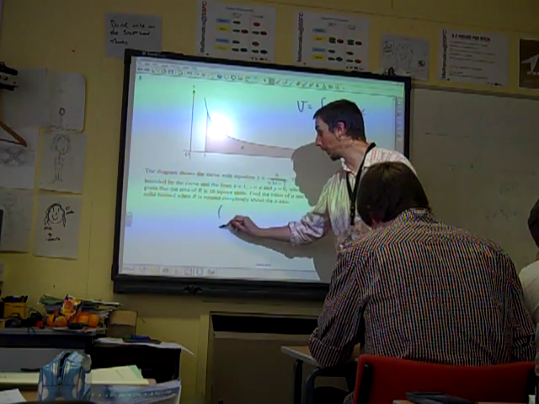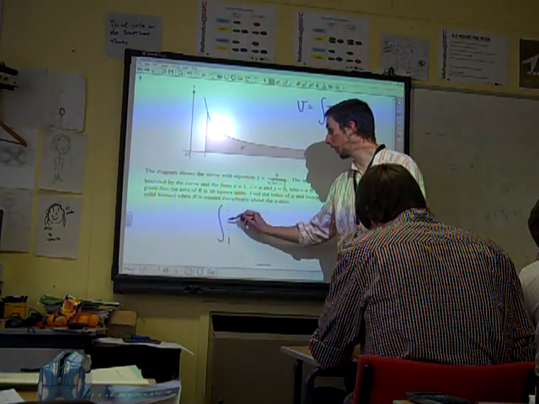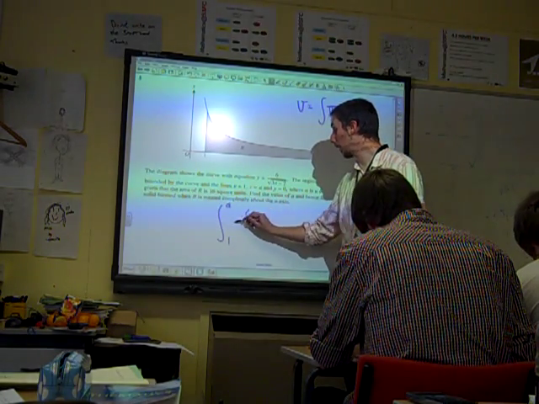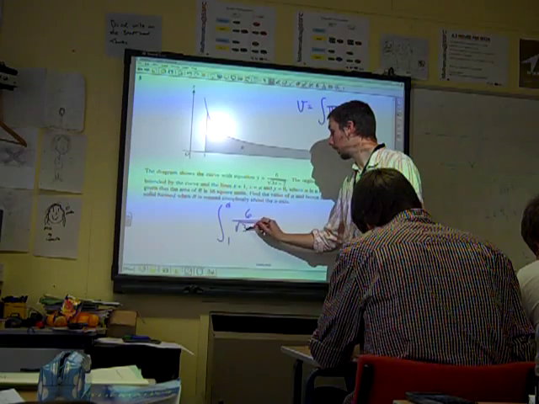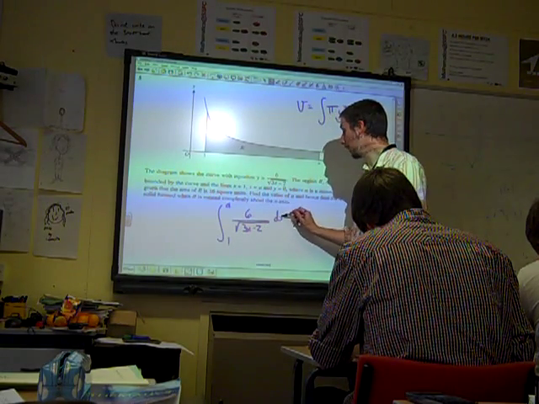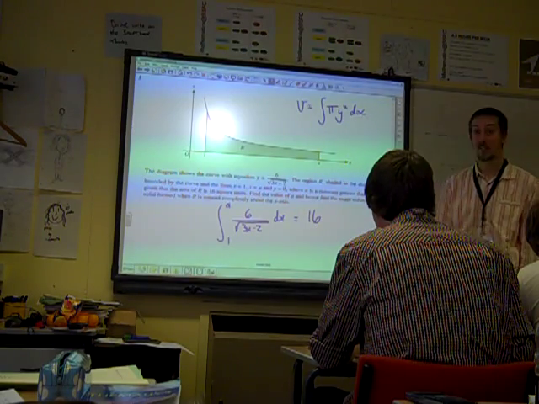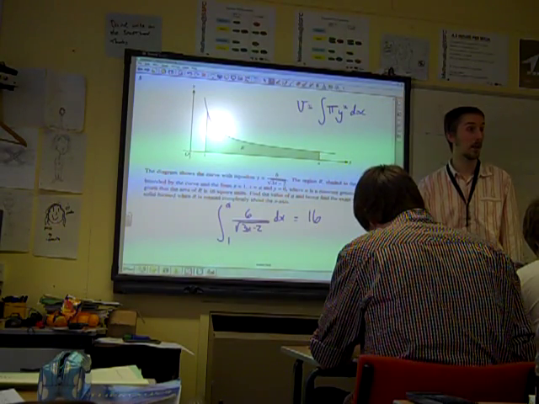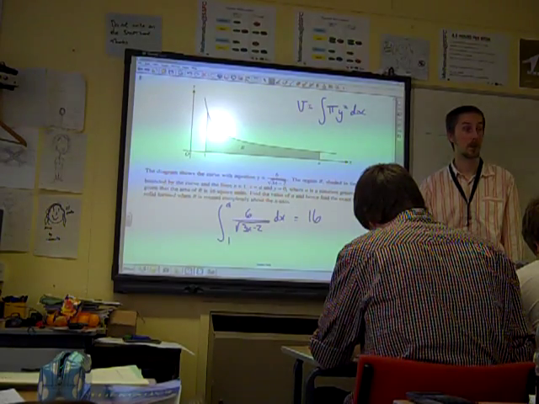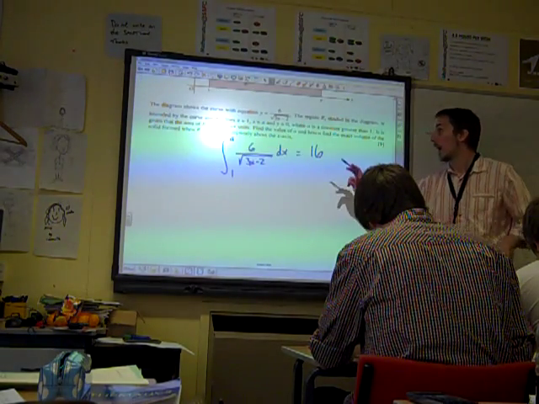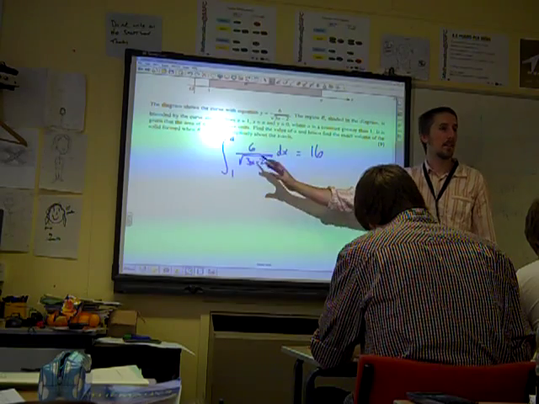So we are told that the integral from 1 to A of 6 over 3x minus 2 dx equals 16. And that's going to allow us to find out the value of A. Get like 48 points. This is great. This is the reason this is in there.